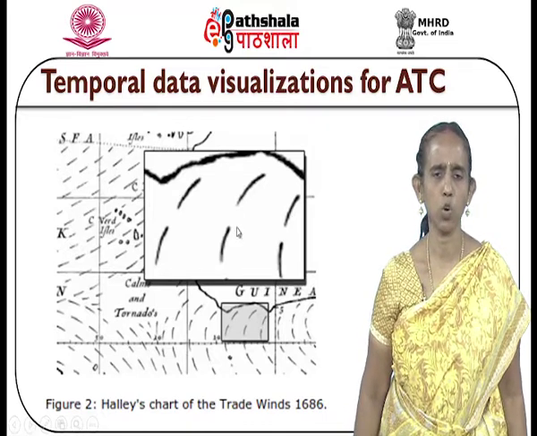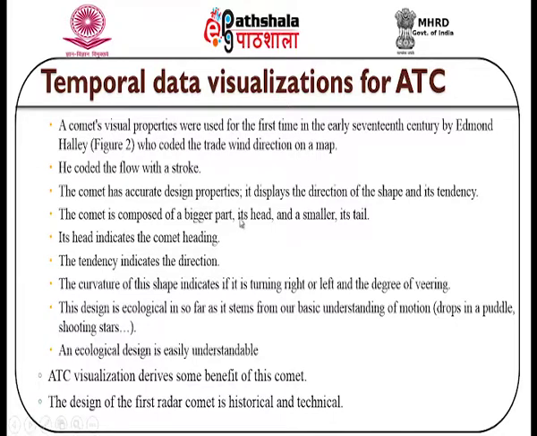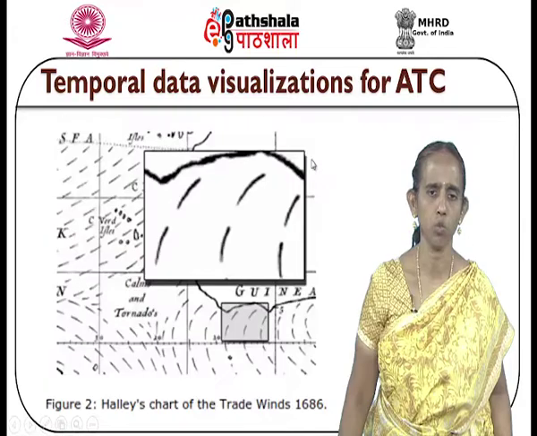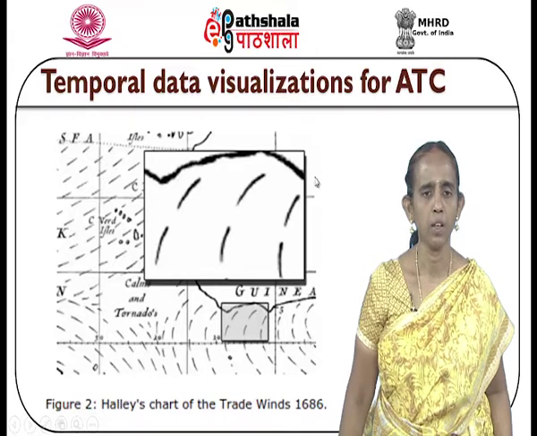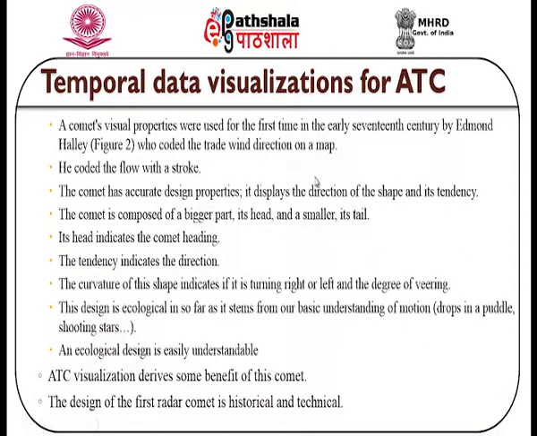The comet's visual properties were used for the first time in the late 17th century by Edmund Halley, who coded the trade wind direction on the map. He also coded the flow in the form of a stroke. So the flow of the wind is represented in the form of a stroke. The comet has accurate design properties. It displays the direction, the shape and the tendency.